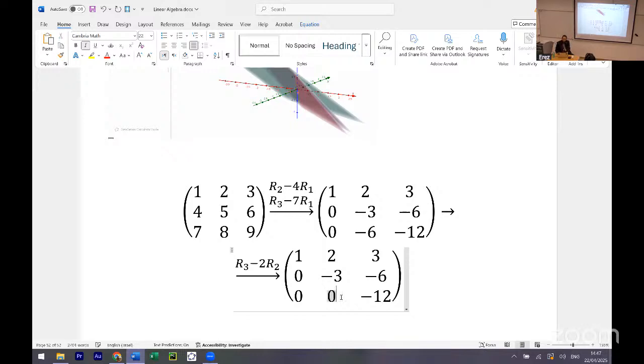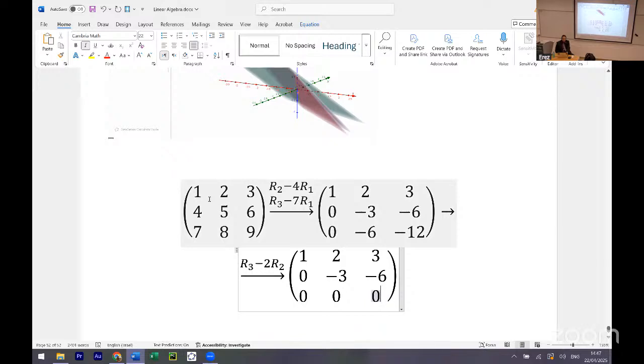So here we get 0, and here we get 0. This basically means, geometrically, that the intersection of three planes can be described by the intersection of two planes. One of them is not needed.